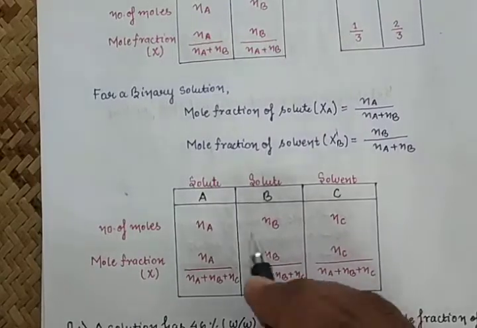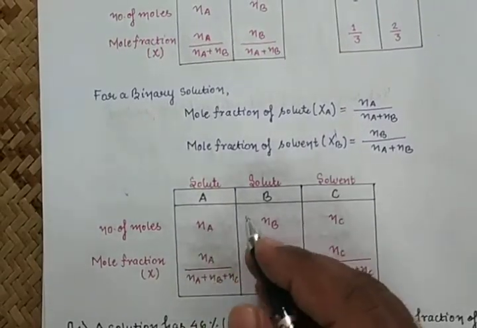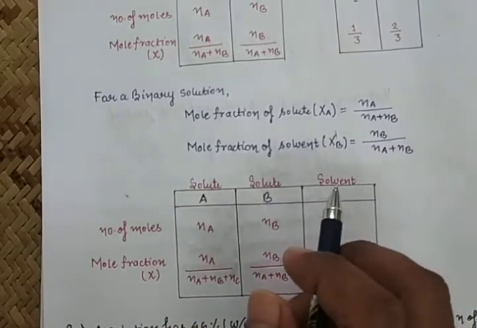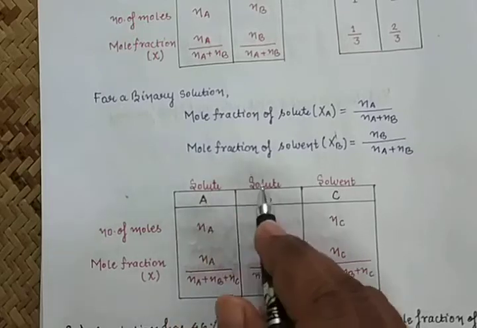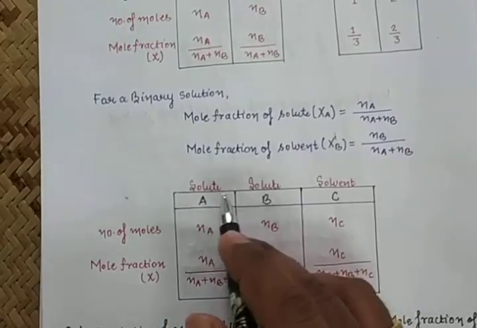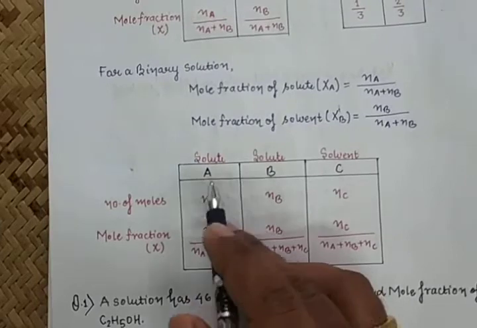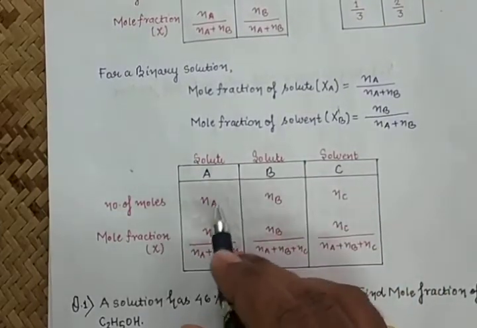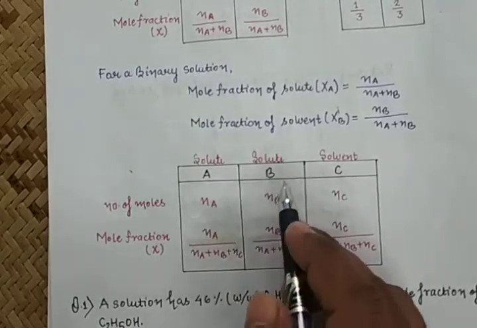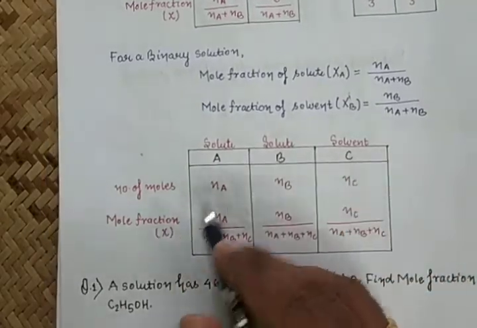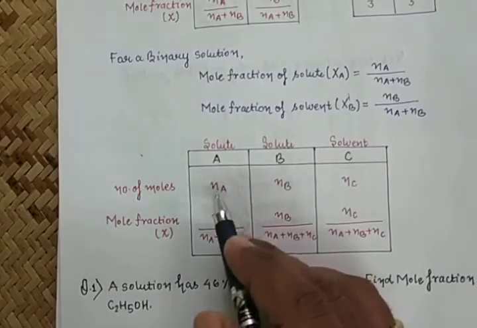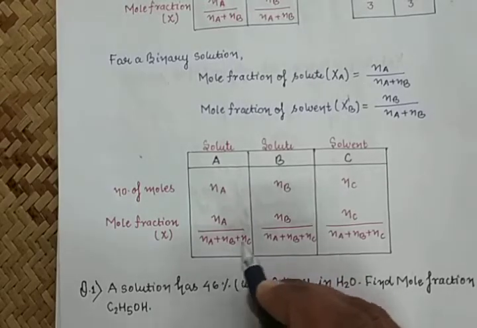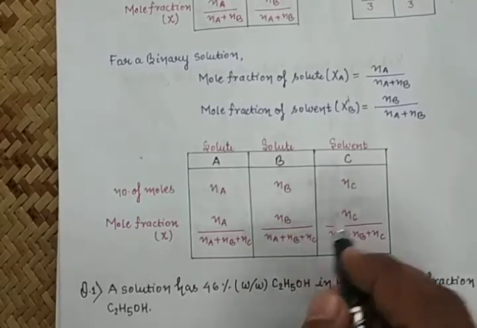Now suppose you have a trinary solution. Trinary means 2 solutes and 1 solvent, not 1 solute and 2 solvents. Here again we have A, B and C. A is a solute, B is a solute and C is a solvent. The numbers of moles are Na, Nb and Nc. The mole fraction of A is Na upon the total amount of the constituents. The same applies for B and for C.